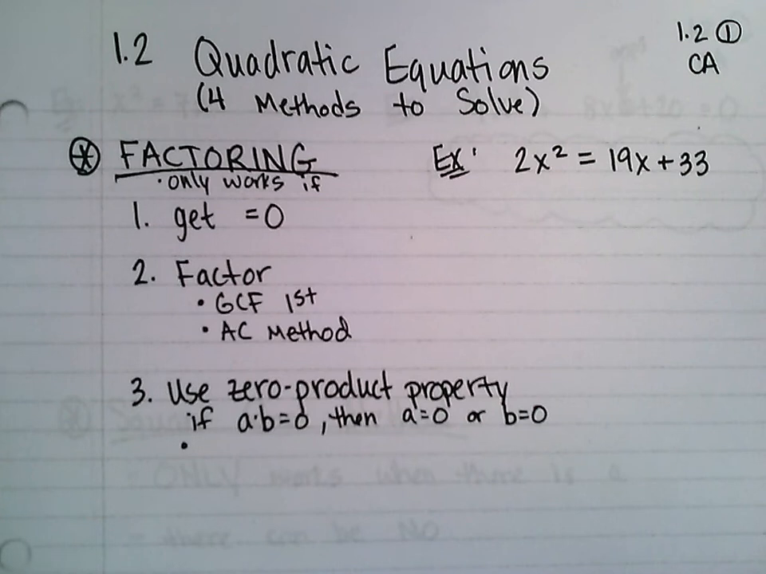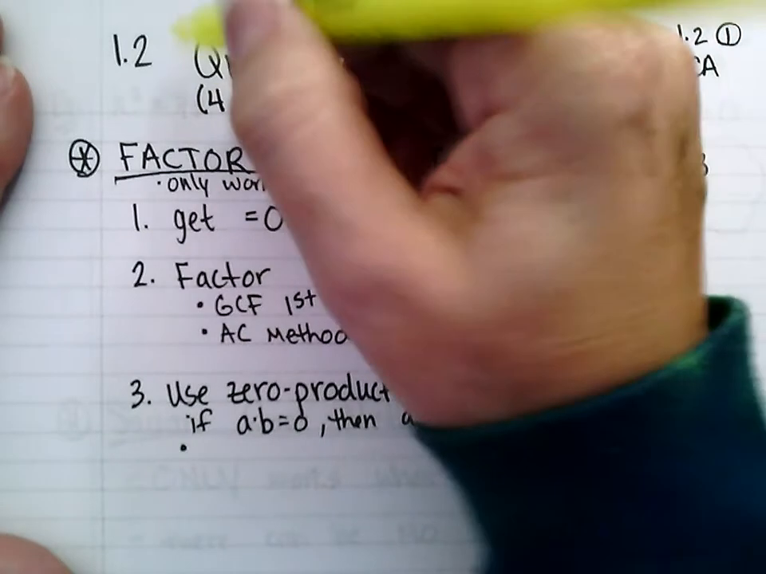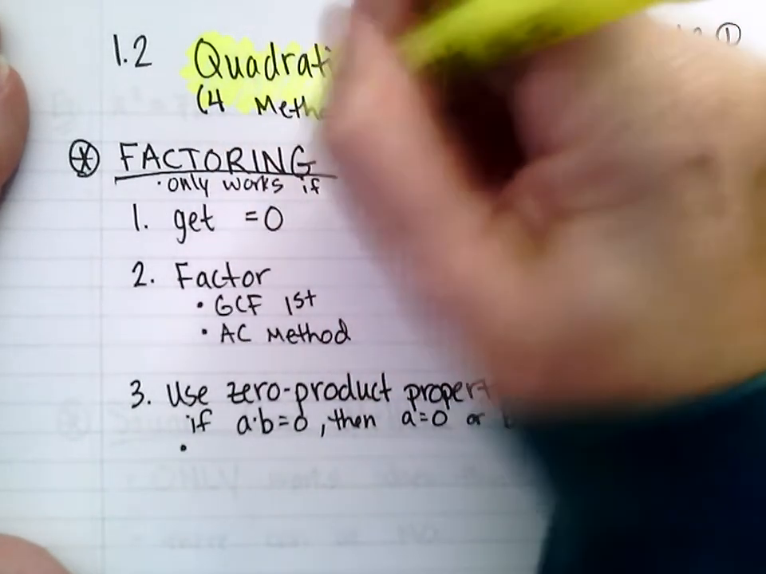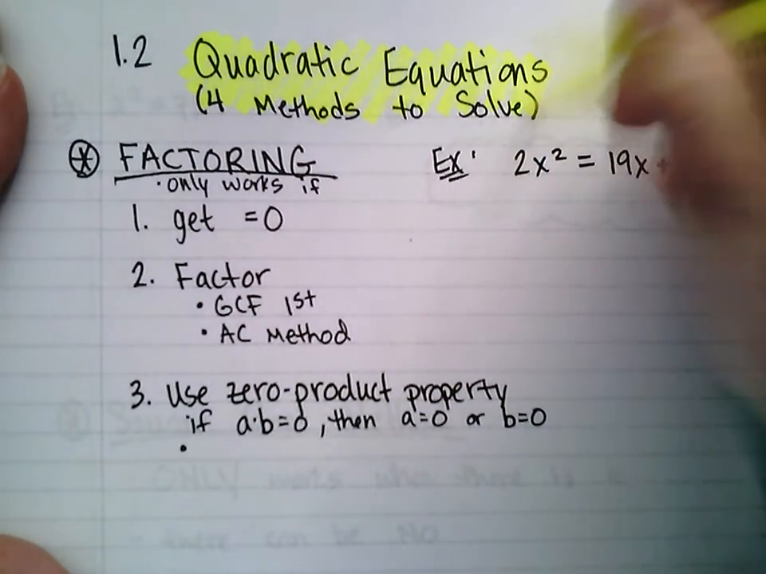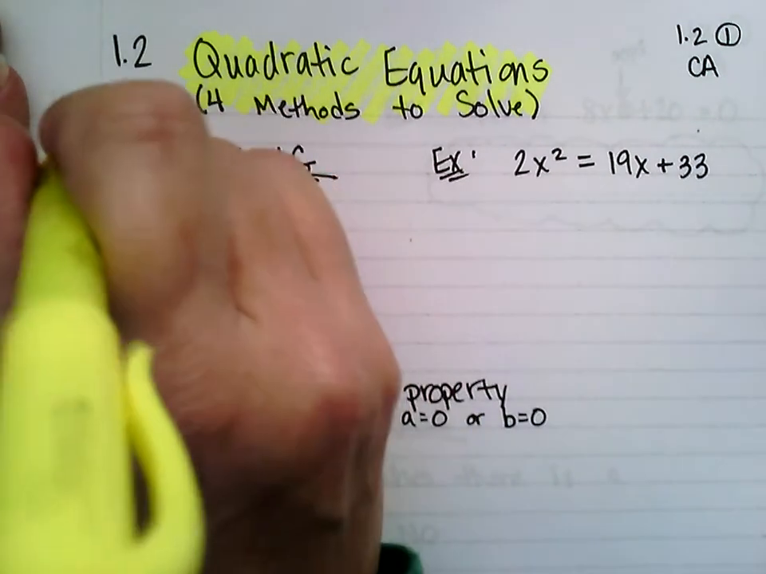In section 1.2, we are going to be talking about quadratic equations, and we are going to review 4 methods to solve. The first method we're going to talk about is factoring.